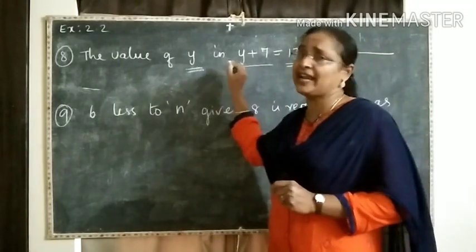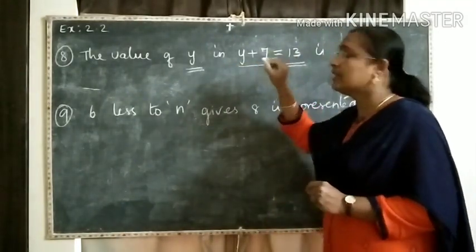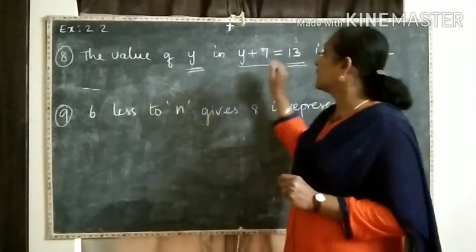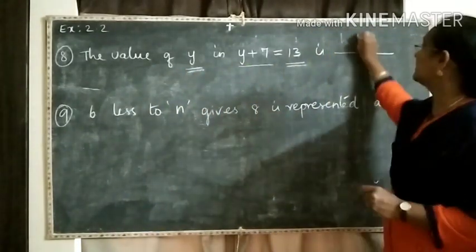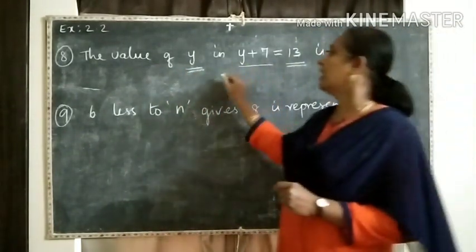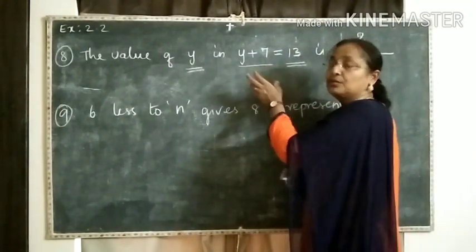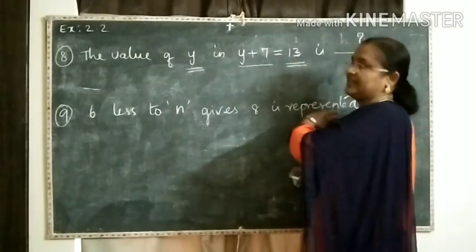This is an algebraic equation. If you have an equal to sign, we can say it is an algebraic equation. So in this equation, I have to find the value of y. Okay, that is going to be our answer. So I told you already, if I have any unknown value, we have to keep it on the left hand side and bring the rest of the things to the right hand side.